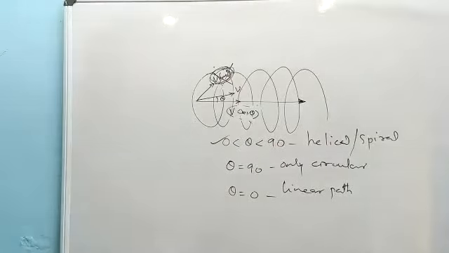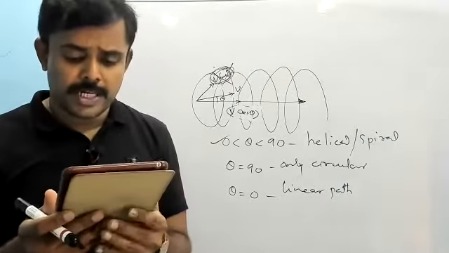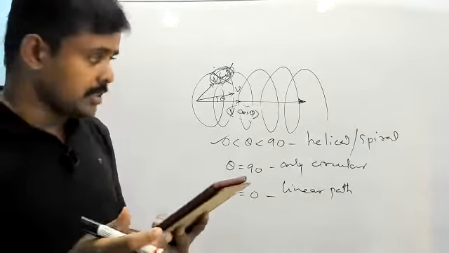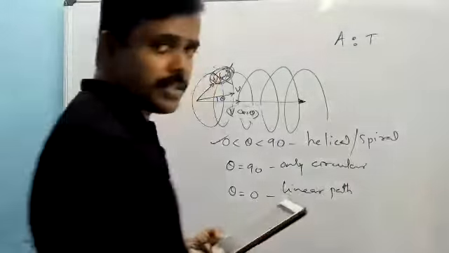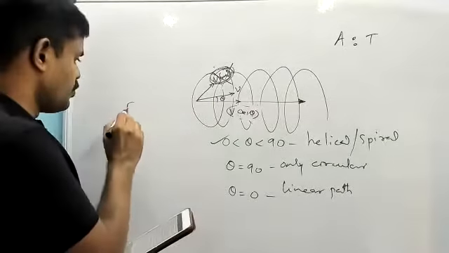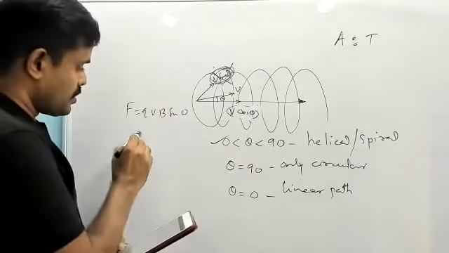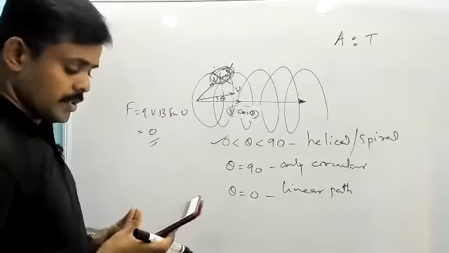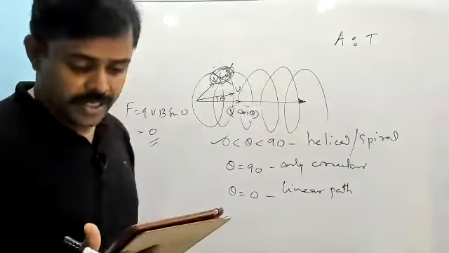So let us read the statement again, 22nd statement. Question: when the force is 0, the charged particle follows a linear path. That is true. Force is 0. Force is Q V B sin 0, that is 0. Force is 0, then the particle follows a linear path.